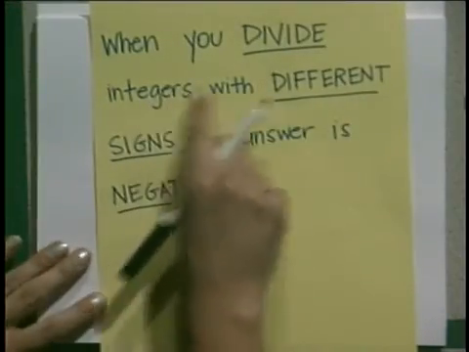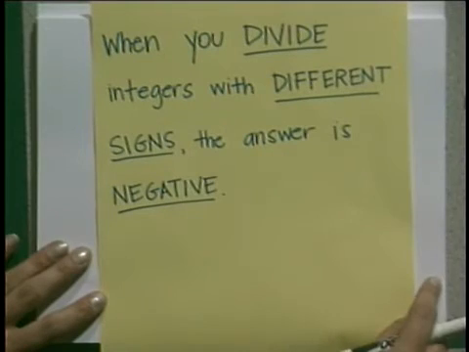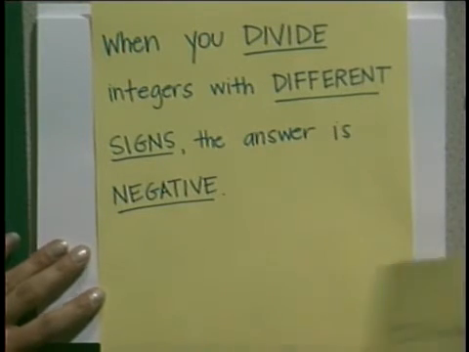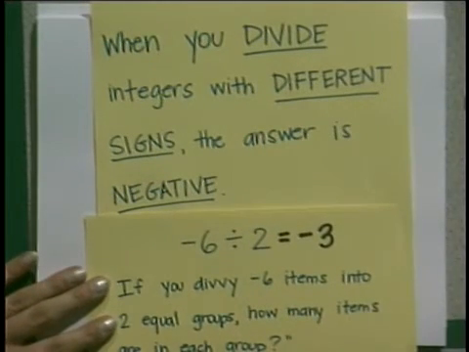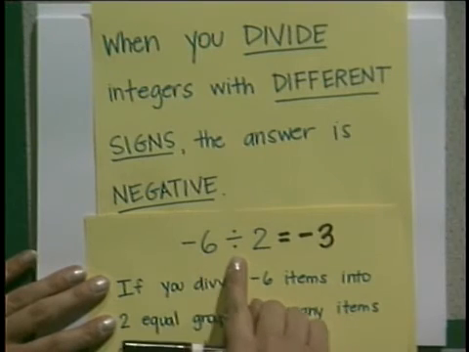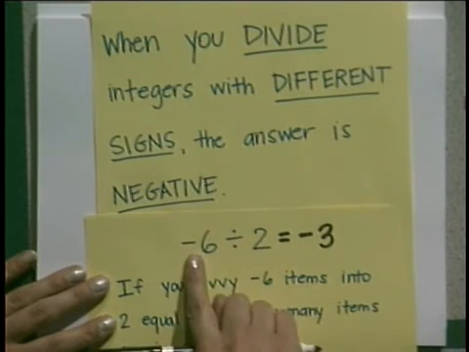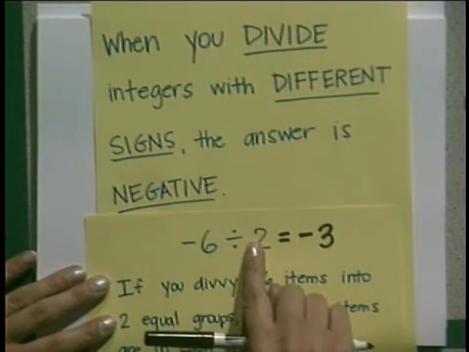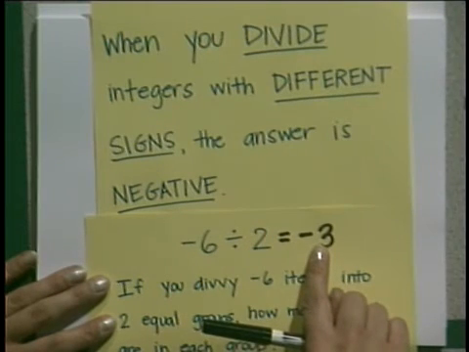Now, when you divide integers with different signs, the answer is negative. So if we go to the last problem that we just did, we have a negative 6 divided by a positive 2, where the signs are different, a negative divided by a positive, and our answer is negative.